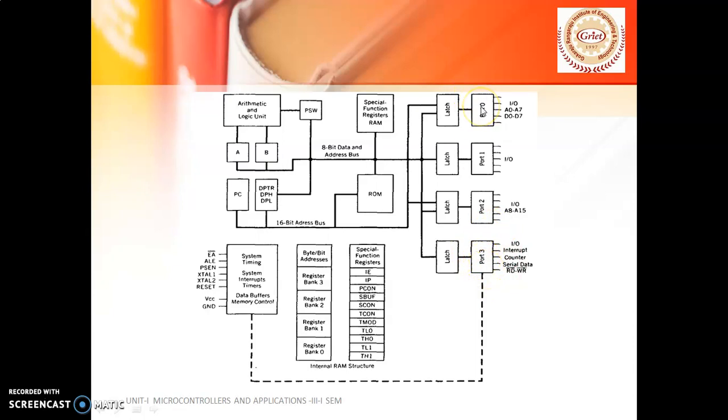Each port is a bidirectional port, so we can configure it as an input port and even we can configure it as an output port. We've seen that port 0 can act as IO lines and even it supports low order address lines and low order data lines. Port 1 can support only IO lines, and port 2 can support IO lines and it supports the higher order address lines, that is from A8 to A15. Port 3 can act as IO lines and even it supports some special functions like interrupts, counters, serial data, read, write, etc. Now let us discuss each and every port in detail.